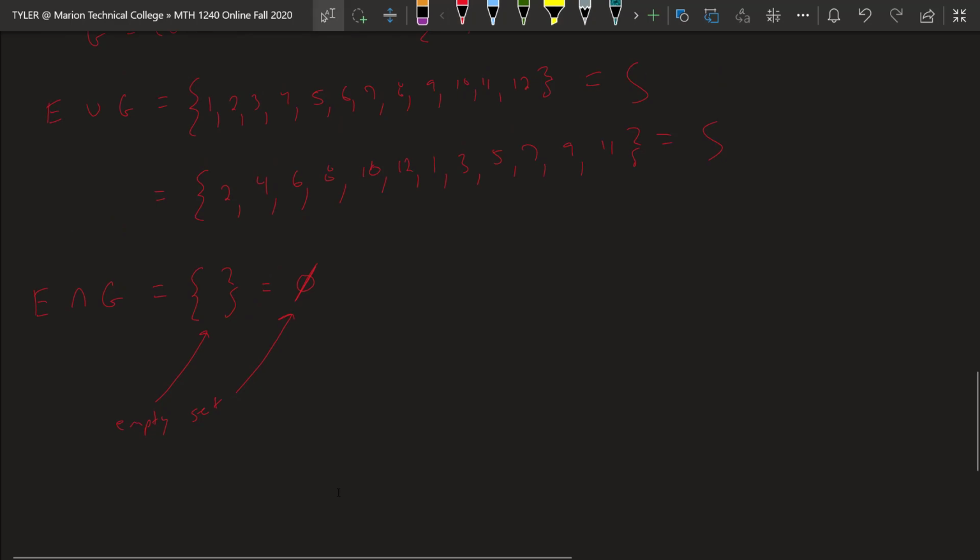So if E and G is equal to the empty set, we say in probability that events E and G are mutually exclusive, meaning that there's nothing in common.